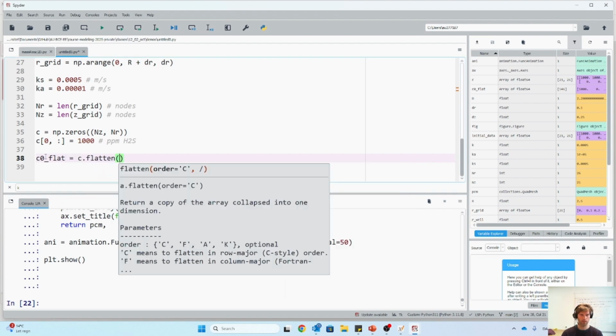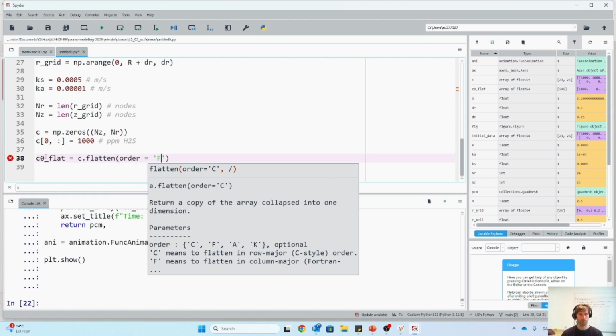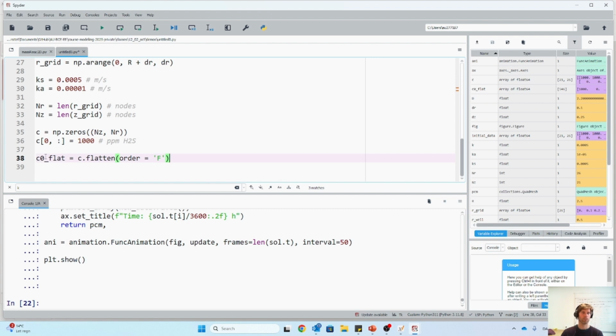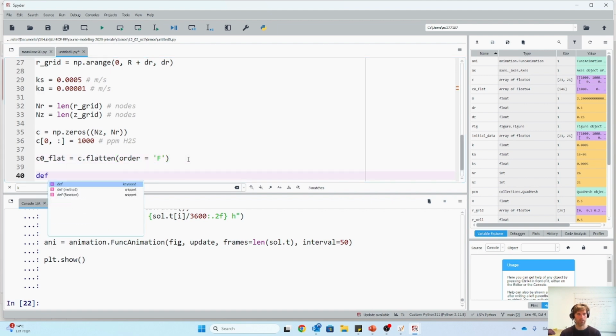So this is a method, and we need to put order equal to F. So this means that we are stacking all the columns on top of each other. If we didn't have this order equals F, then it would stack it row-wise, so stacking all the rows, but we don't want that. We will make our rates function now.